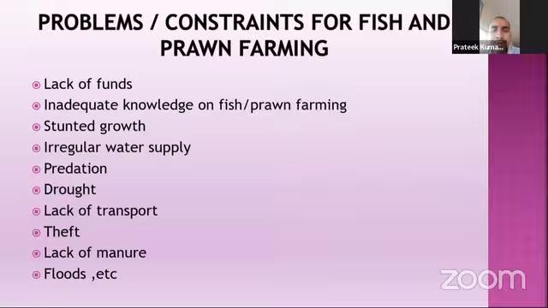Lack of funds, lack of knowledge of fish and prawn farming, and lack of regular water supply. The first problem we can discuss is lack of funds, which is essential because the farmers are not literate and do not know much about fish and prawn farming, so they are not interested in culture of fisheries and prawn farming. On regular water supply, most areas we can see here are not connected with regular water supply.